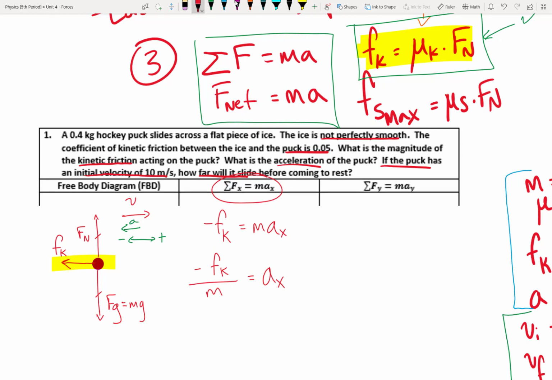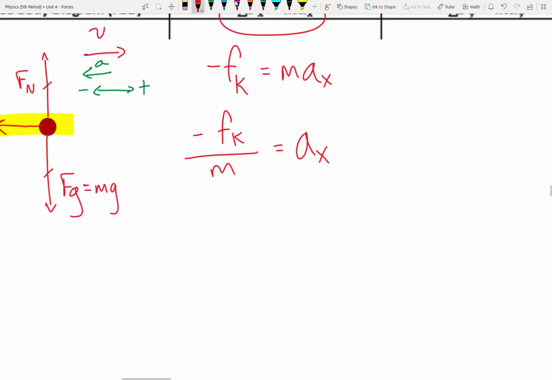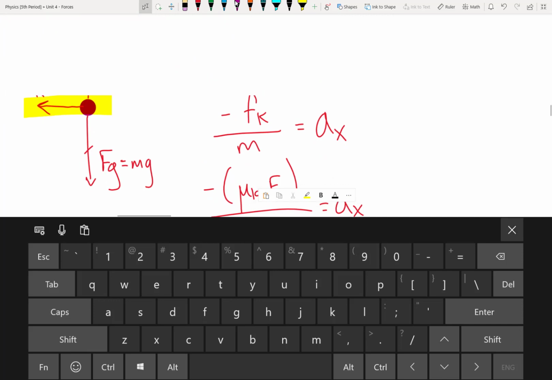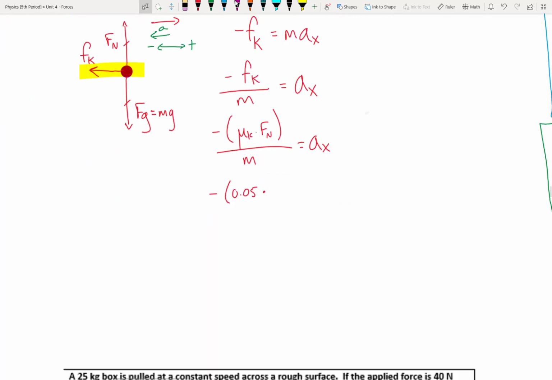It's going to be very important. We need to know that for the test. That's why it's on the equation sheet. I can substitute that in for Fk. I got mu k times normal force, over my mass, is acceleration in the x. Okay, we know mu k is 0.05. That value has no units. It's the coefficient of kinetic friction. It's like the force divided by another force, like we did in our lab. It has no units.